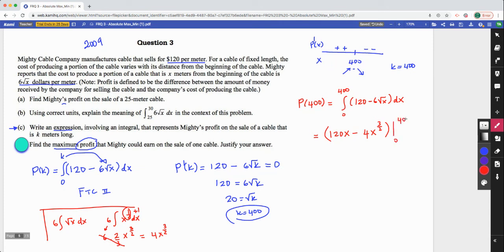So we have 0 to 400. So let's do that. 120 times 400 minus 4 times 400 to the 3/2. Just understand this is like 20 squared to the 3/2. Cancel, 8,000. So it's going to be 32,000 here. And then 48,000 here. So the result will be 16,000 for P of 400. So basically the maximum profit that Mighty could earn here will be $16,000. Don't forget the units.